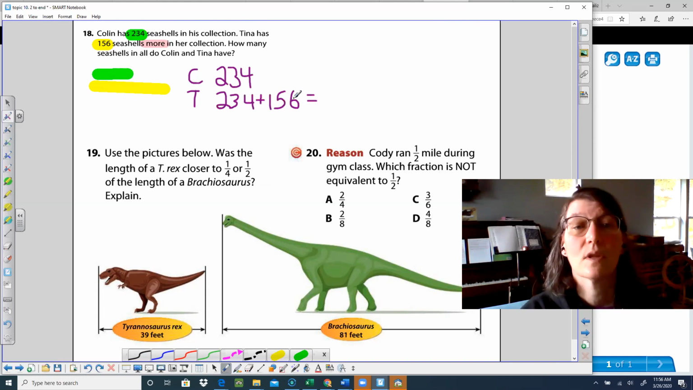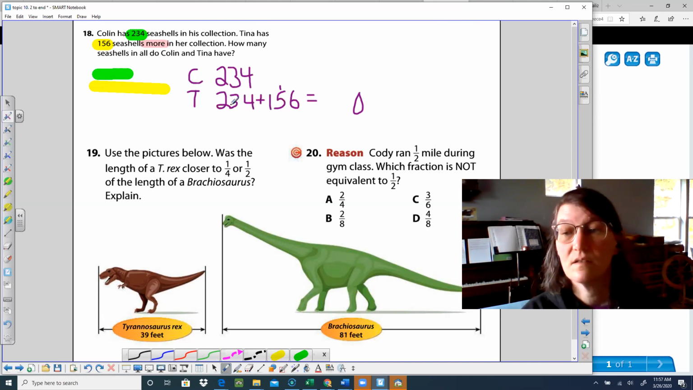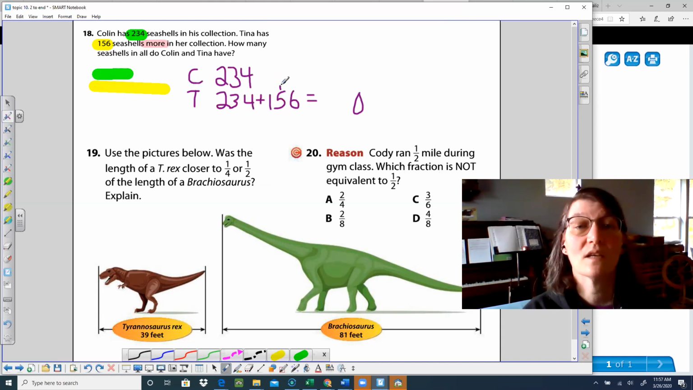Okay, so I know that 6 plus 4 is 10. I'm going to make a little mark so I don't forget my little carry mark. 5 plus 3 is 8, plus 1 more makes 9. 1 plus 2 is 3.